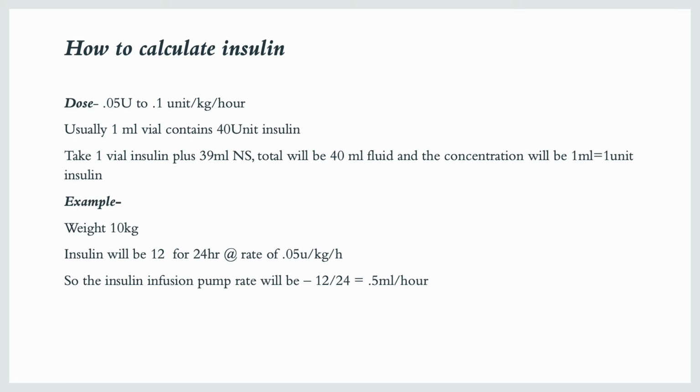Okay, now how to calculate insulin? Insulin we give 0.05 unit to 0.1 unit per kg per hour. Usually the hospital supplied vial contains 40 units of insulin per 1 ml. So if we take 1 ml of insulin vial and 39 ml NS, the total will be 40 ml fluid. The concentration will be 1 ml 1 unit. For example, if the weight of the baby is 10 kg, insulin will be 12 units for 24 hours. The rate will be 0.05 unit per kg per hour. So the insulin infusion pump rate will be 0.5 ml per hour.